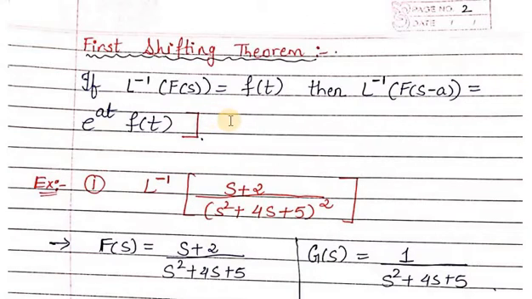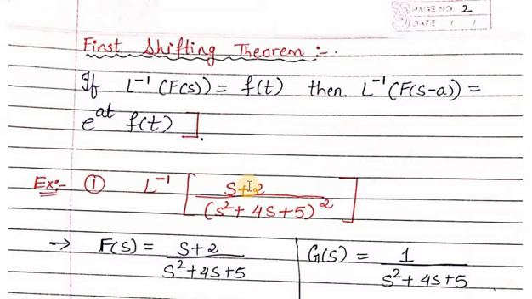Now this formula is also very useful, that is the first shifting theorem. If inverse Laplace of f of s is f of t, then inverse Laplace of the function of s minus a will be e raised to at f of t, okay? This is called first shifting theorem. If you have to find out the inverse Laplace of the function of s plus a, then it will become e raised to minus at f of t in this way, okay?